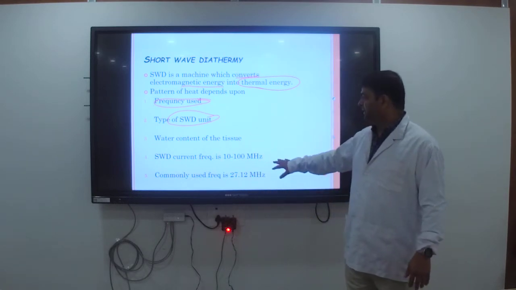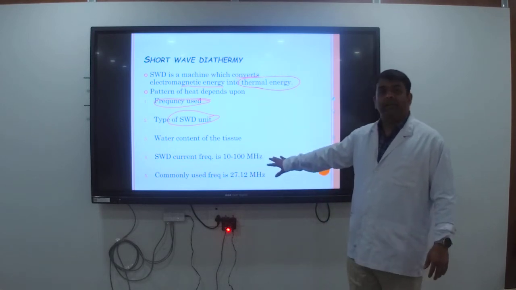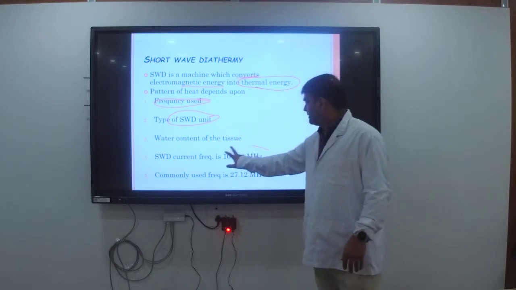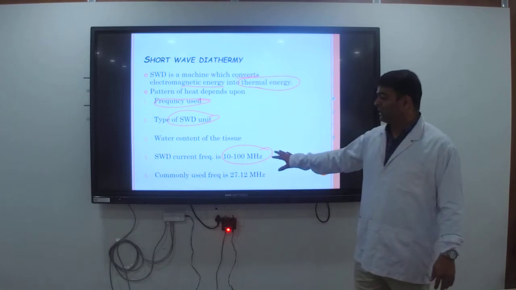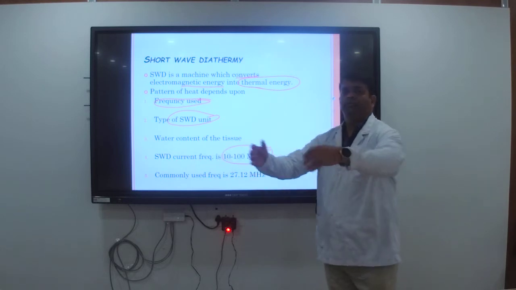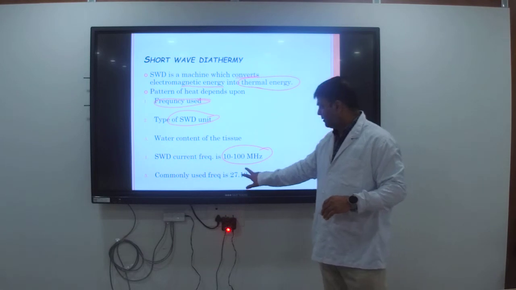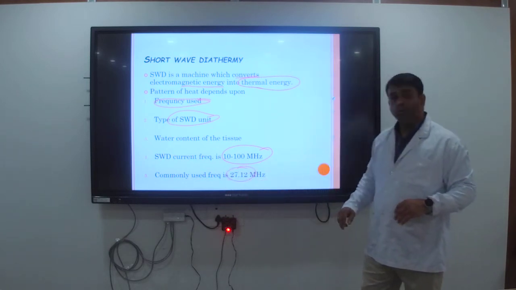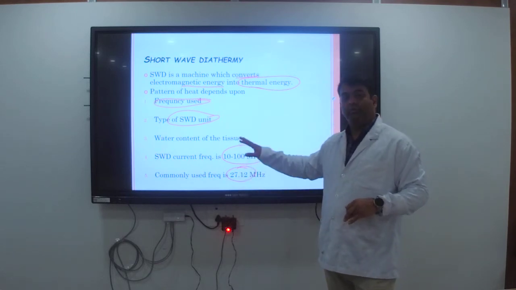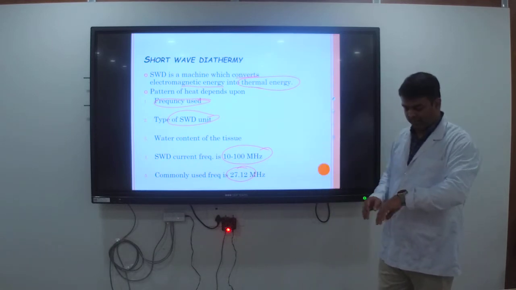Then the frequency, as I said, the main part of SWD is from 10 megahertz to 100 megahertz. So SWD current frequency is 10 to 100 megahertz. But the most commonly used frequency is 27.12 megahertz. That is the frequency used to treat the patient on SWD, that is, short wave diathermy.